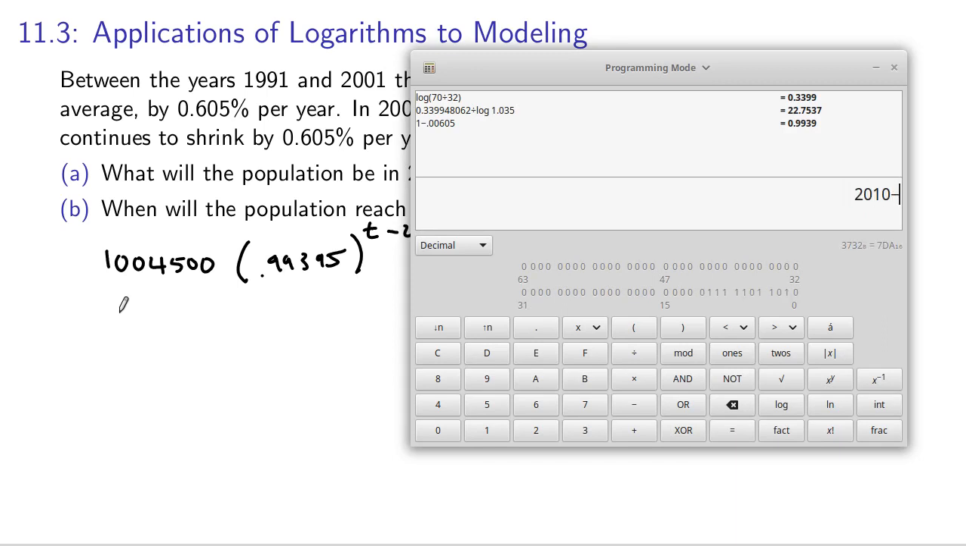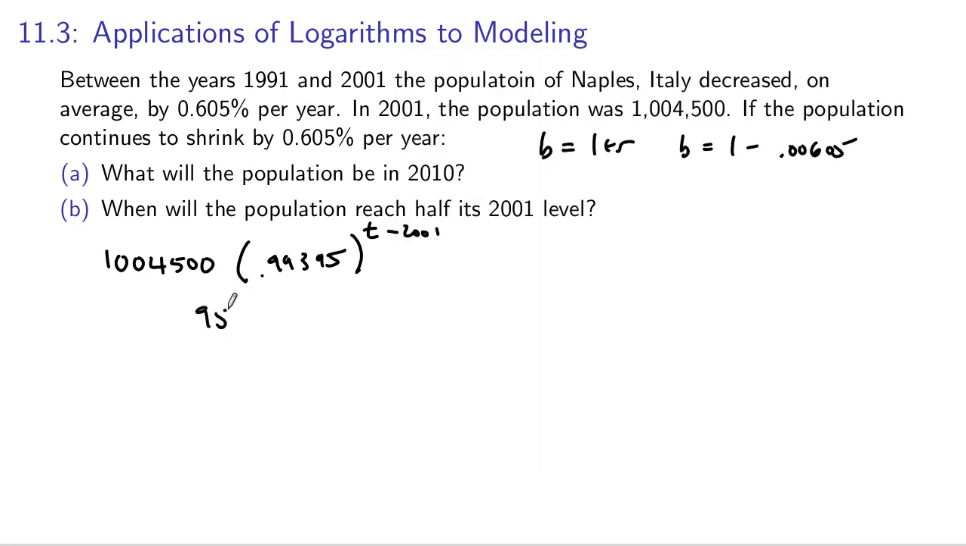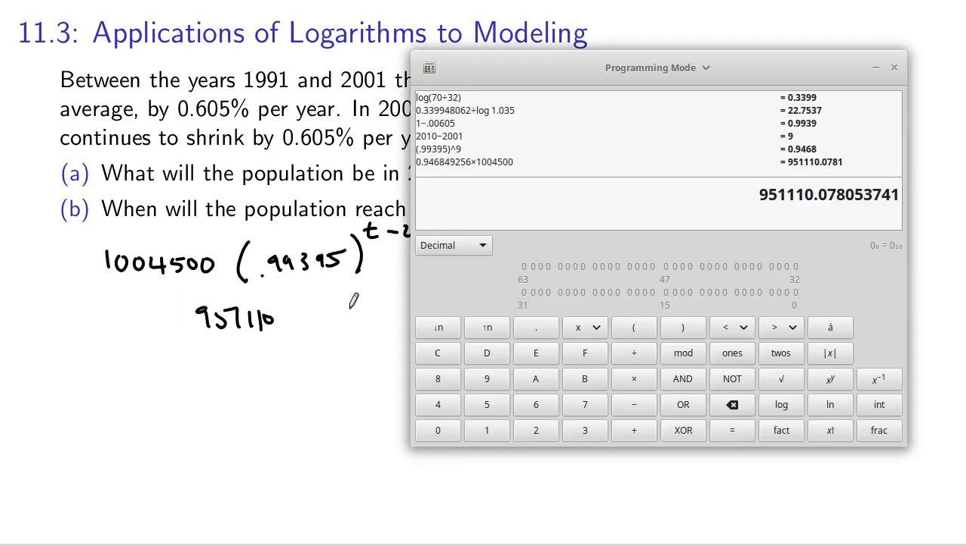So 2010 minus 2001 is 9. Our growth factor, 0.99395 to the 9th power, gives us 0.946, the factor for 9 years. Multiplying that by our starting population of 1,004,500 gives us a population of 951,110 people.